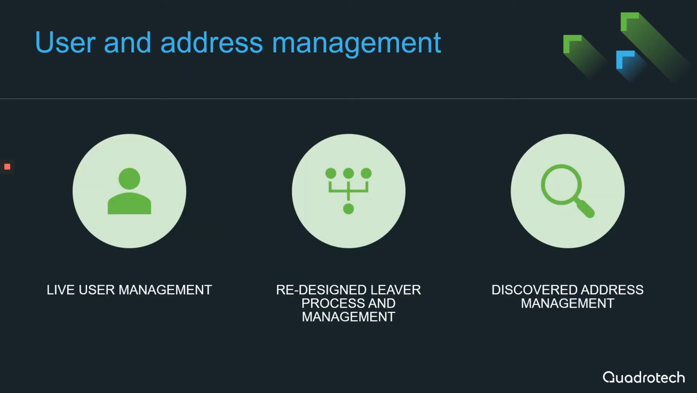Under user and address management improvements this year, we have done a lot to improve live user management in a journal transformation. Areas like rolling over shared mailboxes or being aware of quota limitations and stopping a migration before a user is impacted have been just some of the many enhancements that we have gone into addressing live user management.